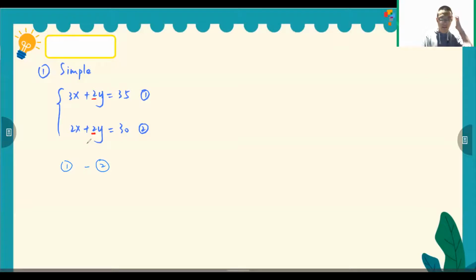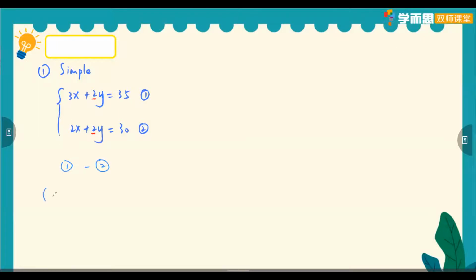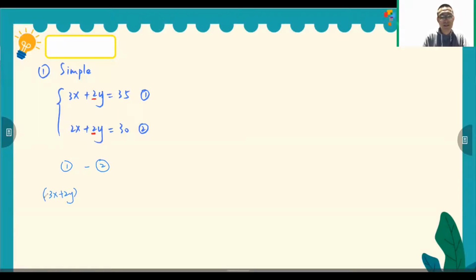The logic for doing subtraction between equations is pretty simple. We consider the left-hand side of both equations first, and then the right-hand side of both equations. The left-hand side will be 3x plus 2y, in brackets, because we're treating them as a whole. Can we all mute ourselves, please, because there's an echo. Then take away, because we're doing subtraction here, and then brackets, treating the left-hand side of equation 2 as a whole as well: 2x plus 2y. And it's equal to 35 take away 30.